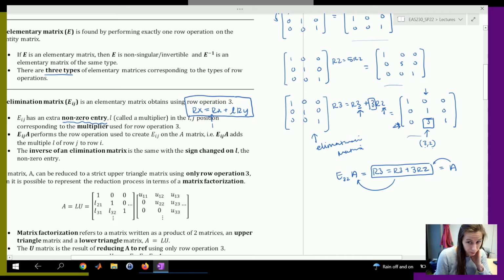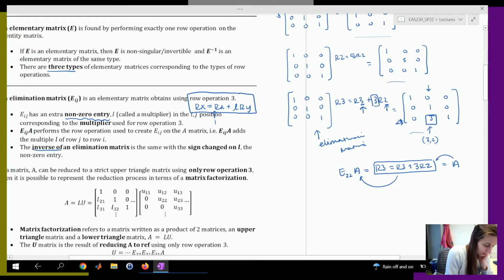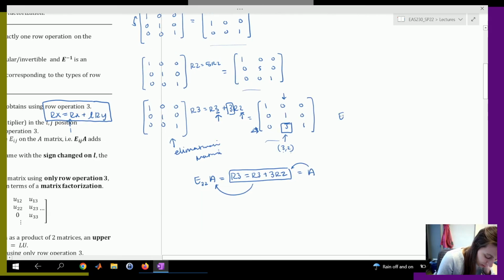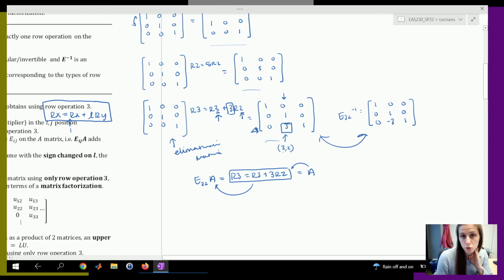Another property of these matrices is that the inverse of the elimination matrix is the same as the elimination matrix itself with the sign change. So the inverse here, E32 inverse, is going to be the exact same thing with a negative now on the 3. Notice they're exactly the same except my multiplier, the 3, has a negative sign. So I change the sign of my multiplier. And once again, that goes into how LU factorization is derived, which we will talk about in our next video.